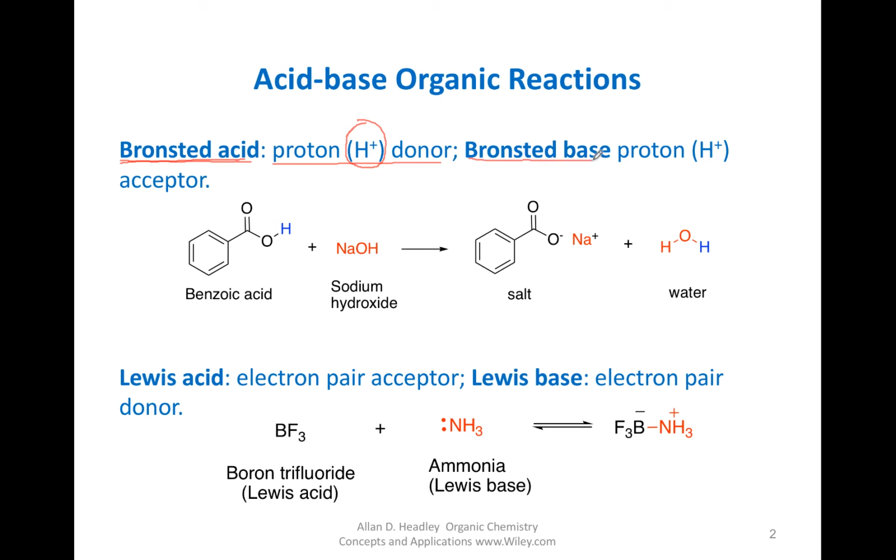A Bronsted base is a proton acceptor. So the Bronsted base is a molecule that will accept the proton. So notice one is a proton donor, the acid, and the base is a proton acceptor. By definition, that's the Bronsted definition. Another definition is Lewis. G.N. Lewis was a chemist at Berkeley some years ago, and he coined this definition. A Lewis acid is an electron pair acceptor.